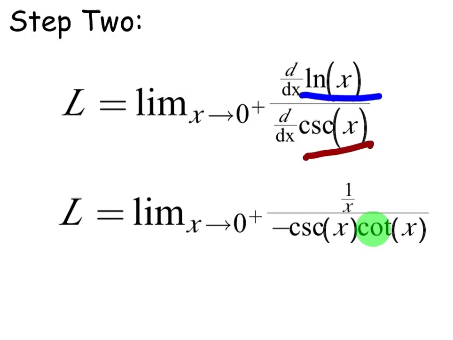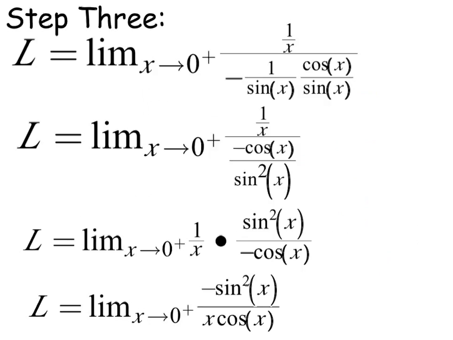Now we're going to take 0 from the right, plug it in, see what happens. See if we can get there. There we go. Now if we plug in 0 to the top, okay, we're going to get 1 over 0.